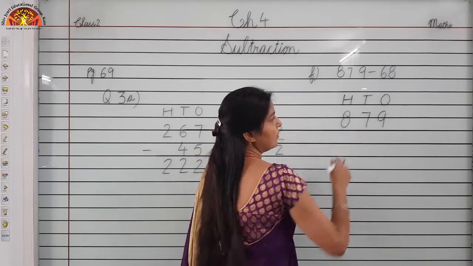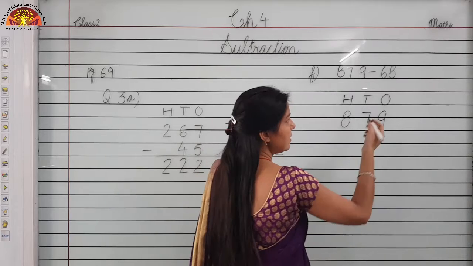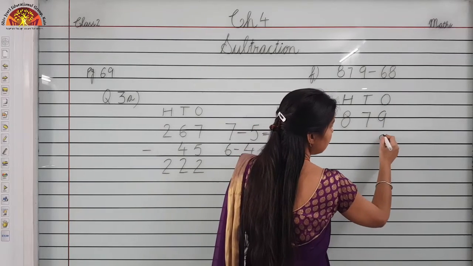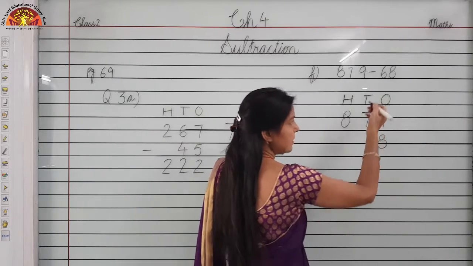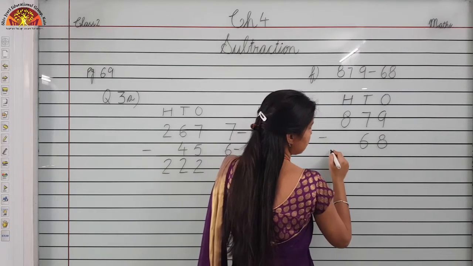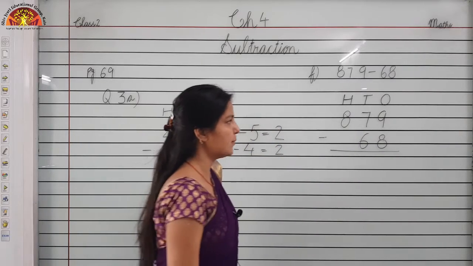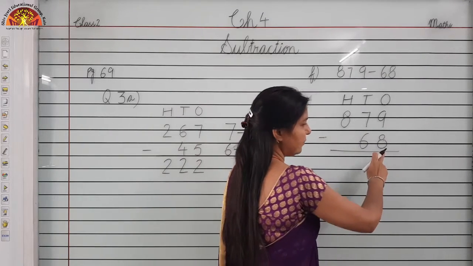Now we are going to subtract 68 from it. So how we will arrange it? 8 we will write at ones place and 6 is at tens place. And the sign of subtraction is here in front of it. Now we will solve this sum. We will start counting after 8.